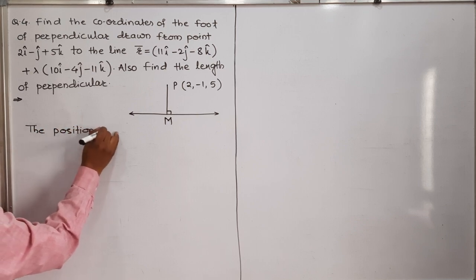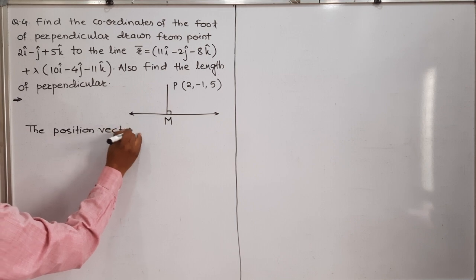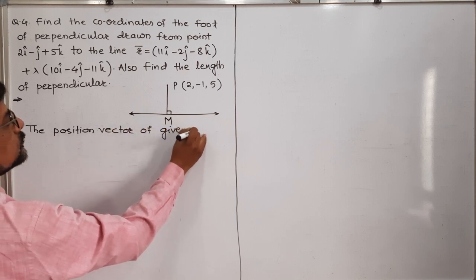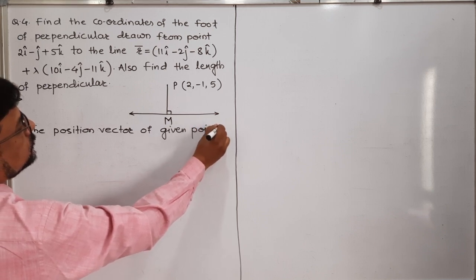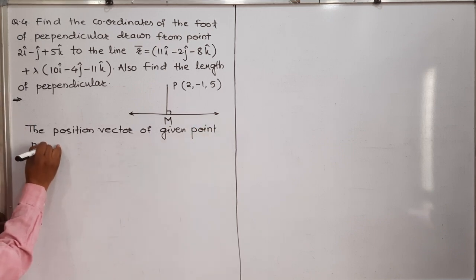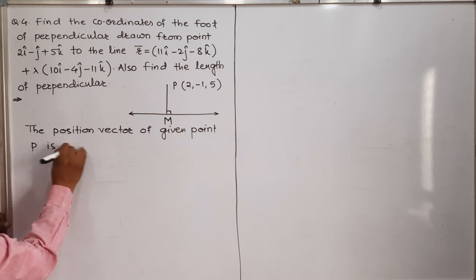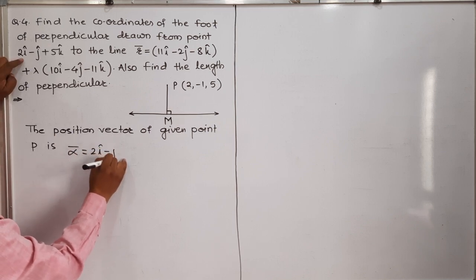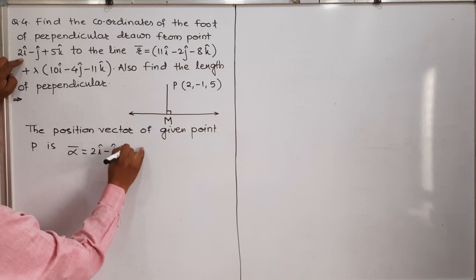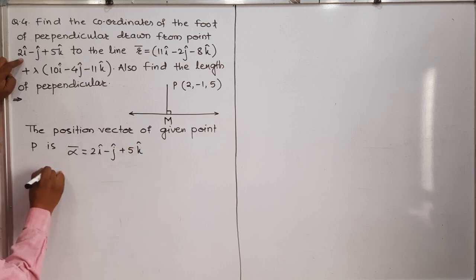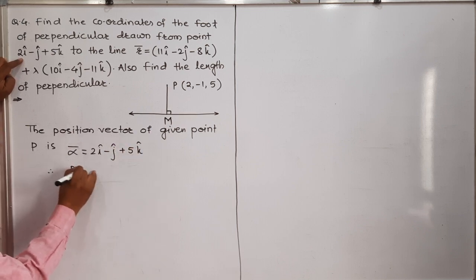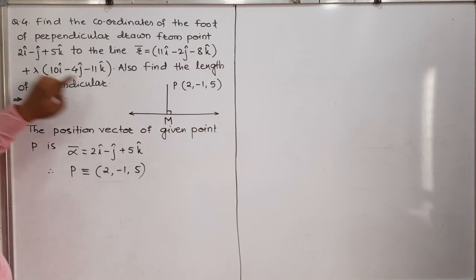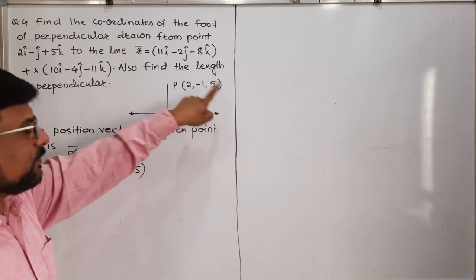The position vector of given point P is alpha vector equal to 2i cap minus j cap plus 5k cap. Therefore, you can say that P has coordinates 2, minus 1, 5.